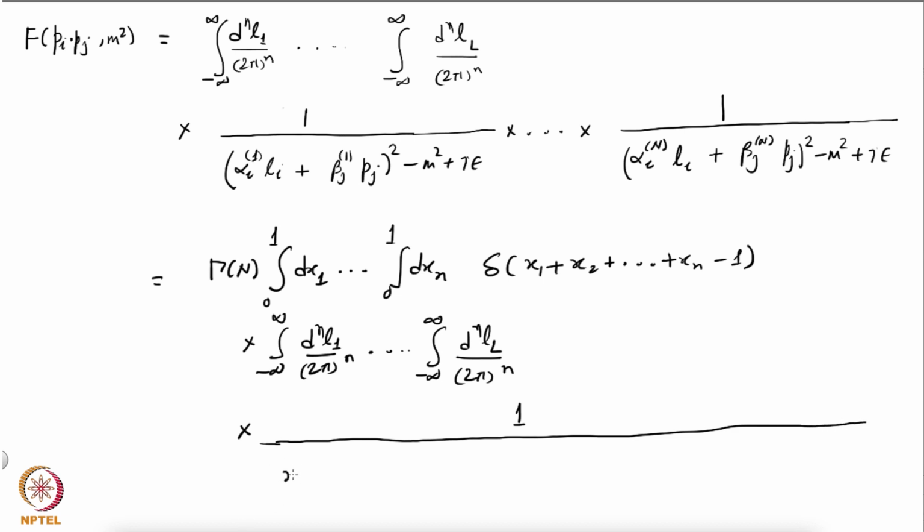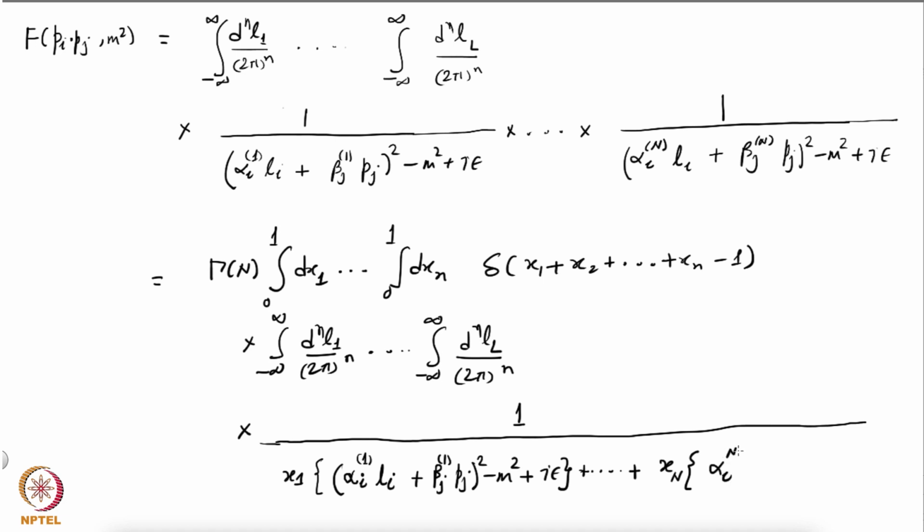So you have x1 times alpha I Li plus beta 1 j pj, that whole squared, minus m square plus i epsilon. This is the contribution from the first propagator, and this gets multiplied with x1. Then you have the remaining ones, and the last one gets multiplied with xn, because we have capital N denominators, because we have capital N propagators. So for each Feynman propagator we have introduced one Feynman parameter. That's what we have done.